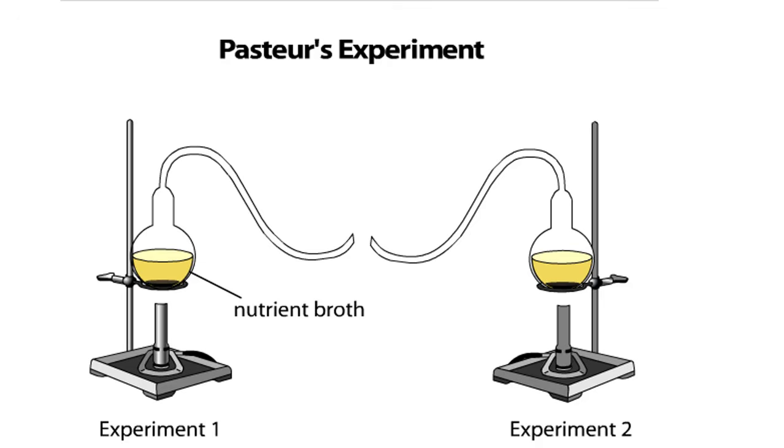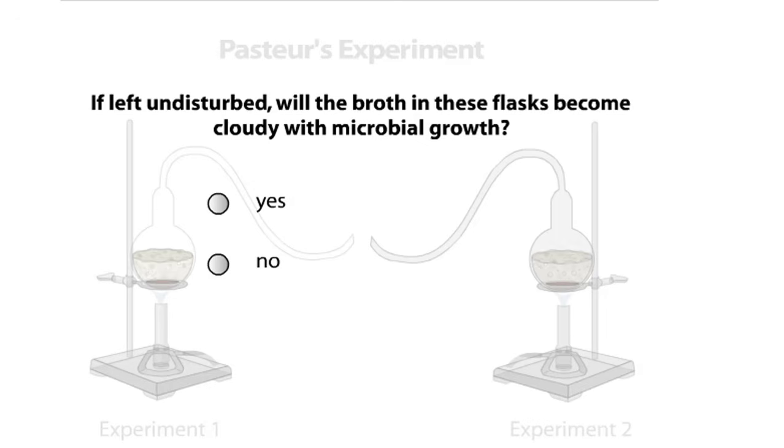Louis Pasteur designed a procedure to test whether sterile nutrient broth could spontaneously generate microbial life. To do this, he set up 2 experiments. In both, Pasteur added nutrient broth to flasks, bent the necks of the flasks into S shapes, and then boiled the broth to kill any existing microbes. If left undisturbed, will the broth in these flasks become cloudy with microbial growth? Click on the correct answer.